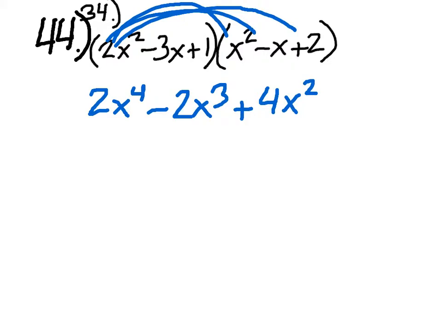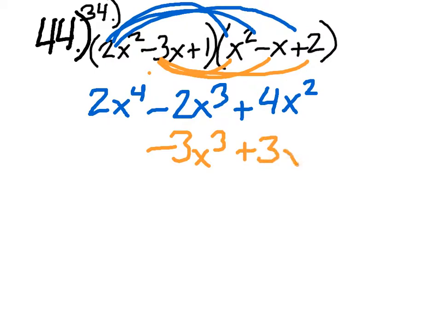Switching colors, let's get the next product here. We'll go orange. Negative 3x times the whole second trinomial will give us our second set of 3. So negative 3x cubed, plus 3x squared, minus 6x.